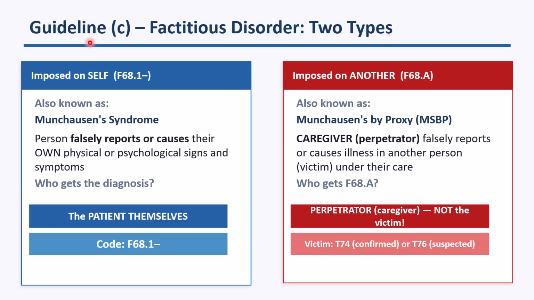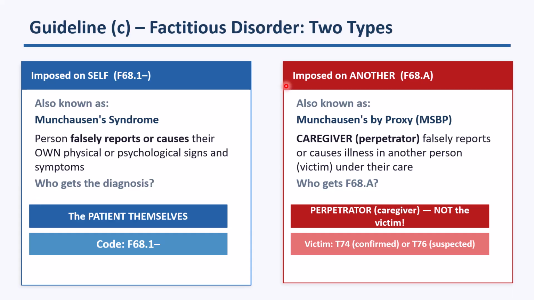Factitious disorder is a condition where a person intentionally produces false symptoms. There are two very different types and they have completely different codes and completely different records. On the left side of the slide, factitious disorder imposed on self, also known as Munchausen syndrome. This is when the patient themselves falsely report or cause their own physical or psychological symptoms. The diagnosis goes on the patient's own record and we code it with F68.1- from subcategory F68.1.